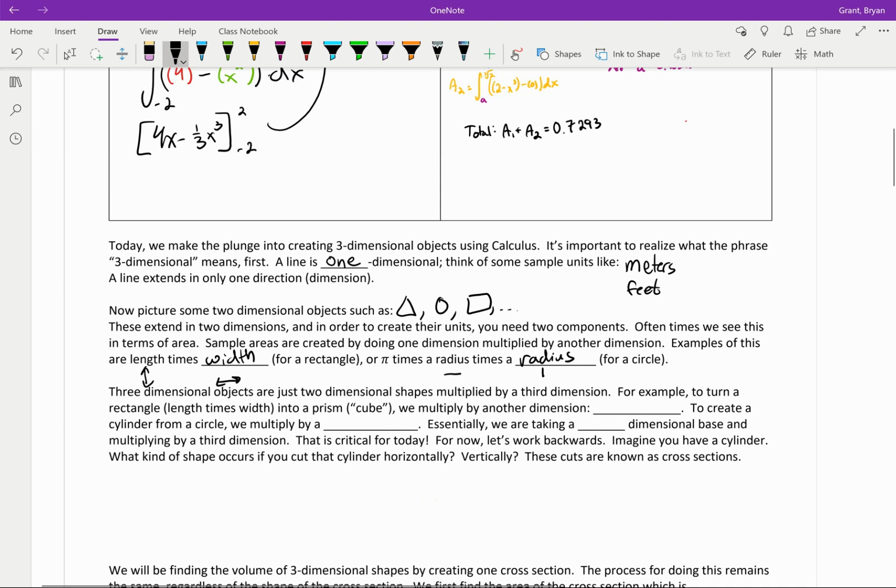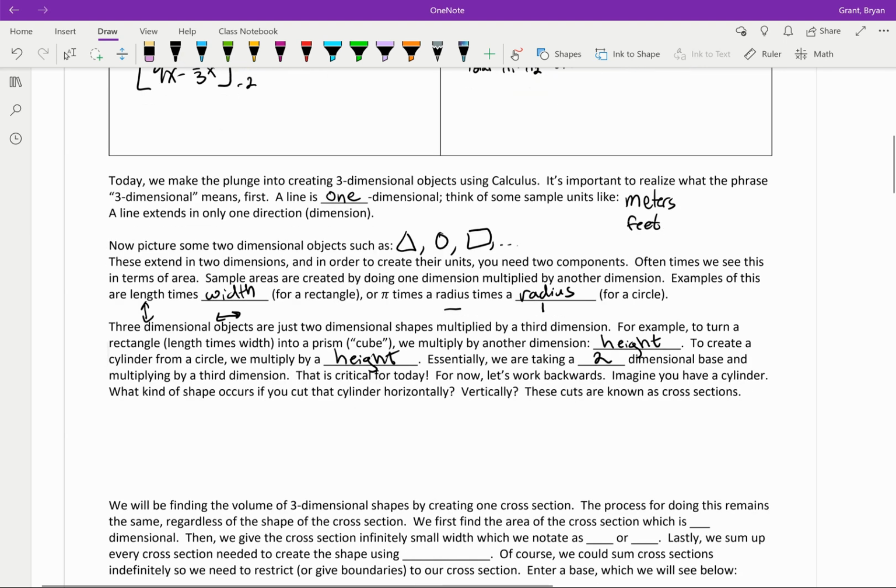Three-dimensional objects, moving on then, are just two-dimensional objects that you multiply by another dimension. So if you wanted to turn a rectangle, length times width, into a prism or a cube, we just multiply by a third dimension, length times width times height. Each of these are one-dimensional taken alone, but if you multiply the three together, it creates a shape with three dimensions, three directions if you want. To create a cylinder from a circle, we take that radius times a radius and we again multiply by a height. Right? Essentially, we are taking a two-dimensional base and multiplying by a third dimension. And that's actually what we're doing today. We're going to take a two-dimensional shape that we should know the area of, multiply by a height, and bam, we have made that three-dimensional.